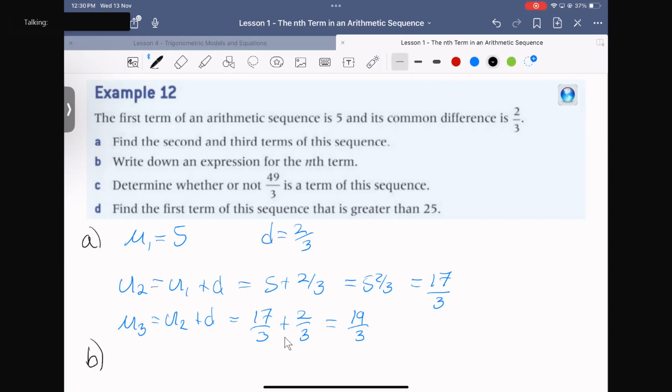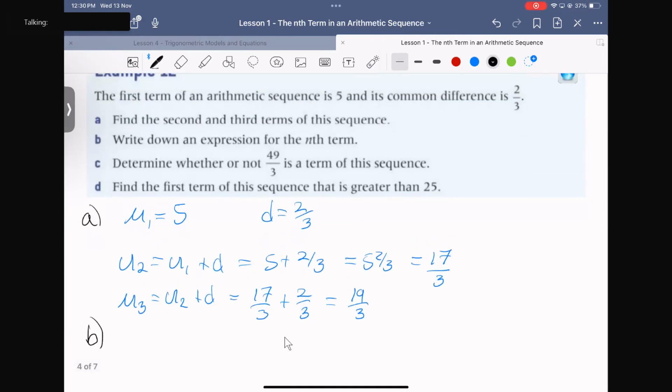B. Write an expression for the nth term. What would be the expression for the nth term here? Un is equal to 5 plus n minus 1, 2 over 3. Brilliant.